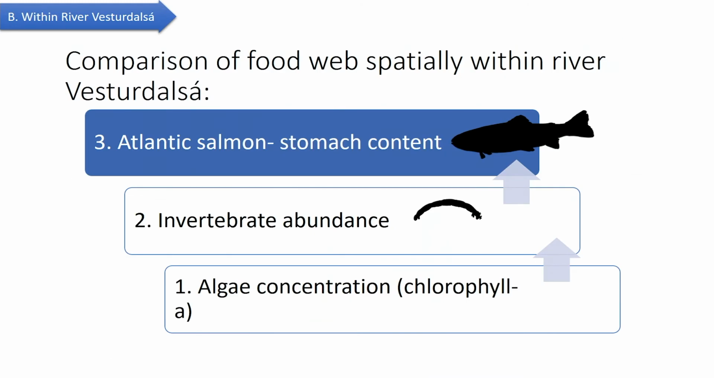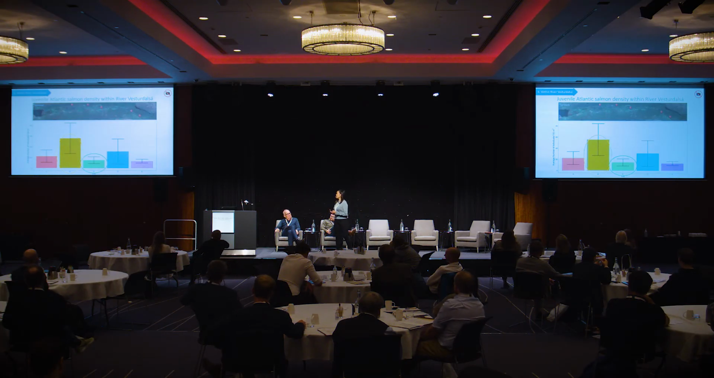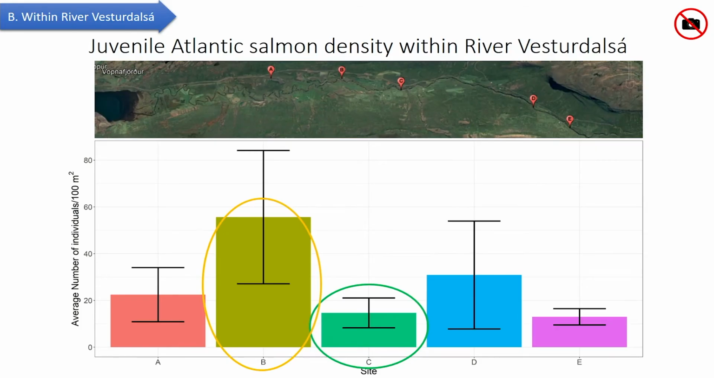So now we're looking at the Atlantic salmon data, and we can see the different juvenile Atlantic salmon density across the different sites in the river, and we can see that site B also has a very high density of juvenile salmon. And we can also refer back to the algae concentration, that there was also a very high algae concentration within site B. But strangely enough, in site C, we noticed that there was a drop in the density when, as you remember, there was a very high Chironomidae larvae density. So it could also show that there's a difference in the food web linkage and how strong these linkages are between sites.